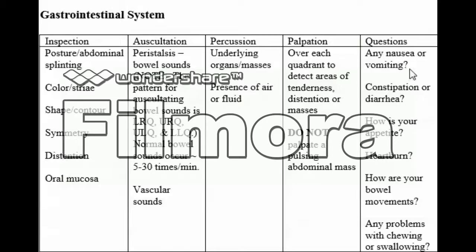The questions you want to ask them: do they have any nausea or vomiting, constipation or diarrhea? How's your appetite? Do you have any heartburn? How are your bowel movements? And do you have any problems with chewing or swallowing? And that's it.